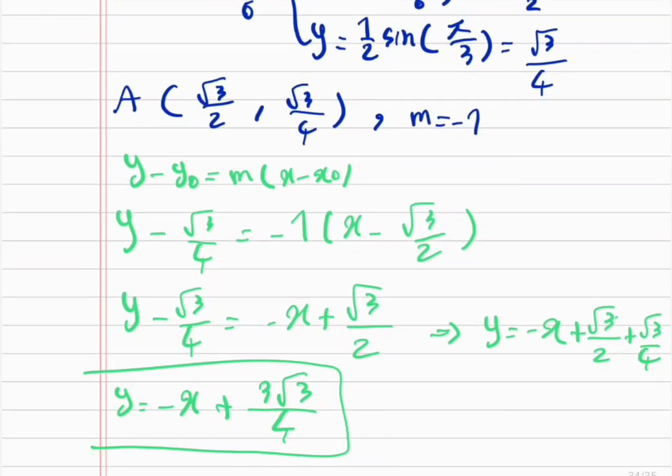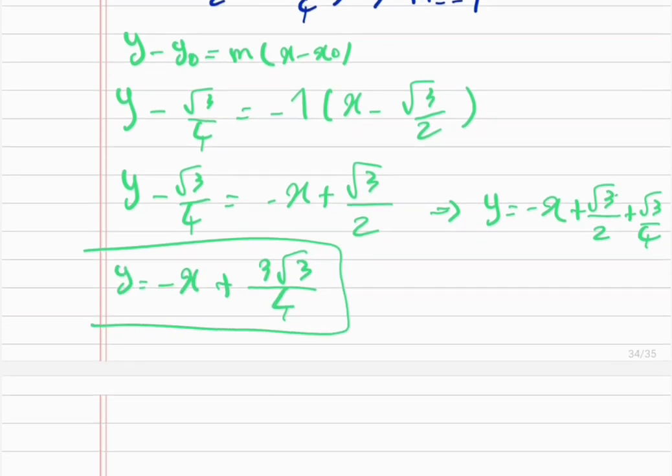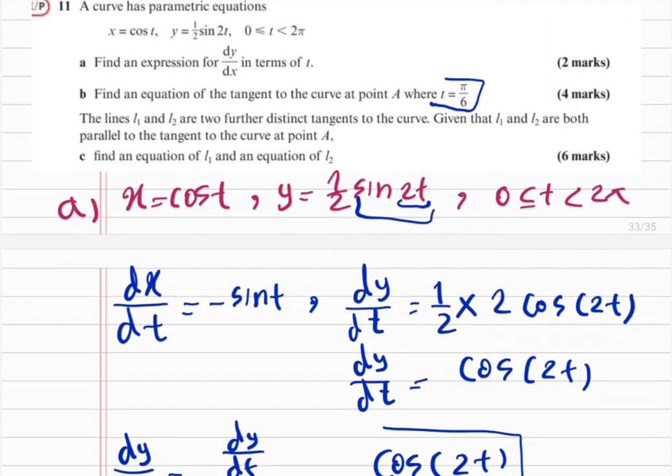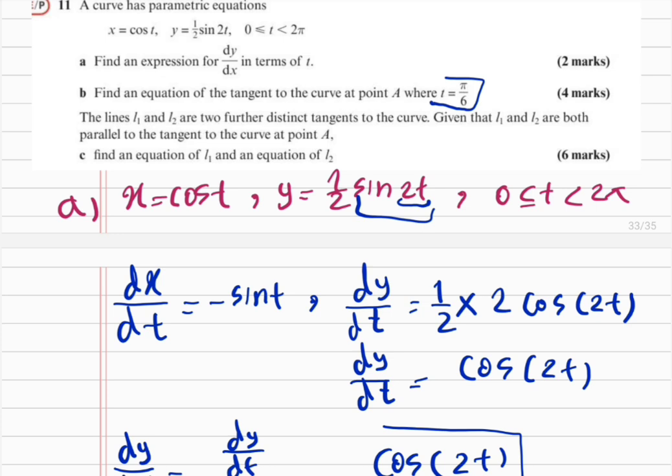So that's the answer to part B. Okay, now let's do part C, which is actually the interesting part of the question. It says we have two lines. Lines L1 and L2 are two further distinct tangents to the curve. So basically it's saying that we have two more tangents to the curve other than the one that we just found in part B. Given that L1 and L2 are both parallel to the tangent to the curve at point A, find an equation of L1 and an equation of L2.